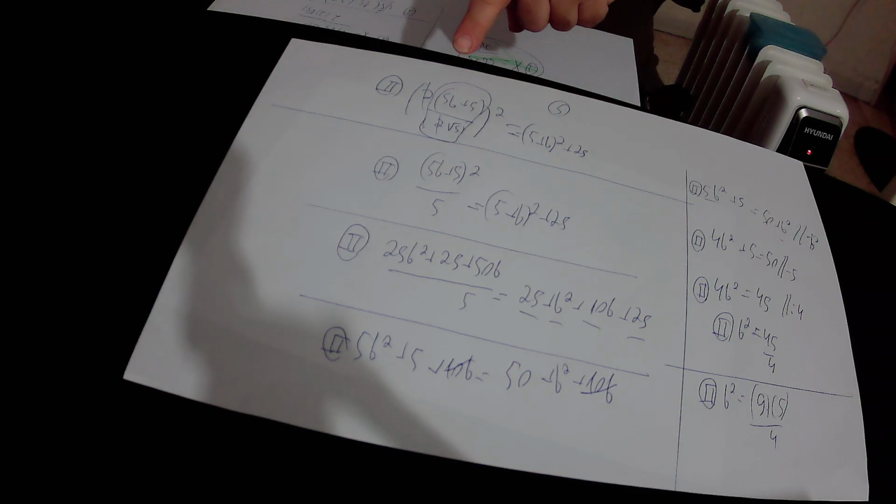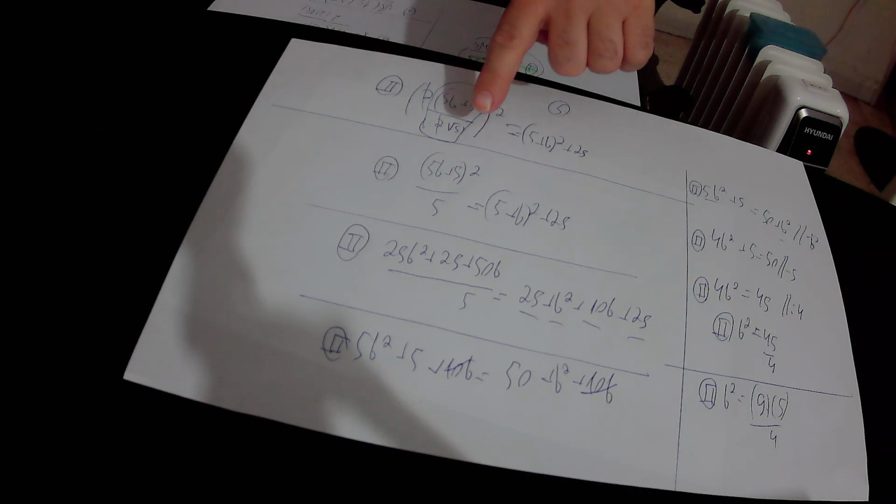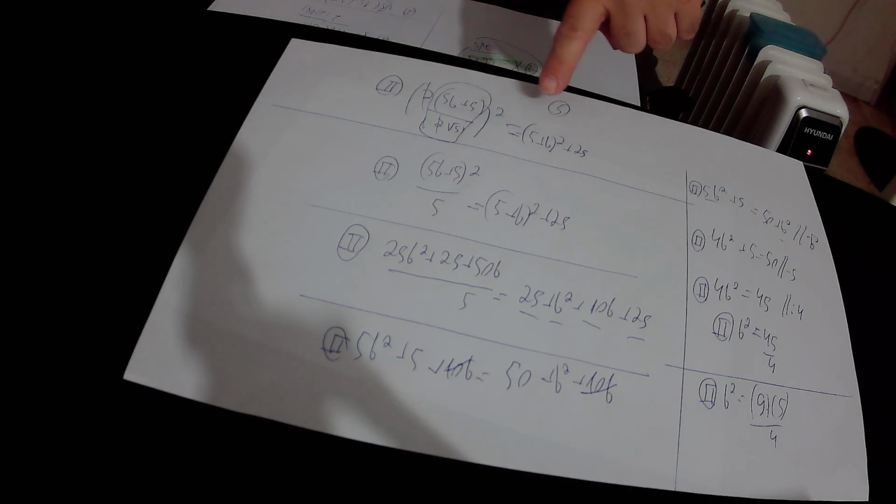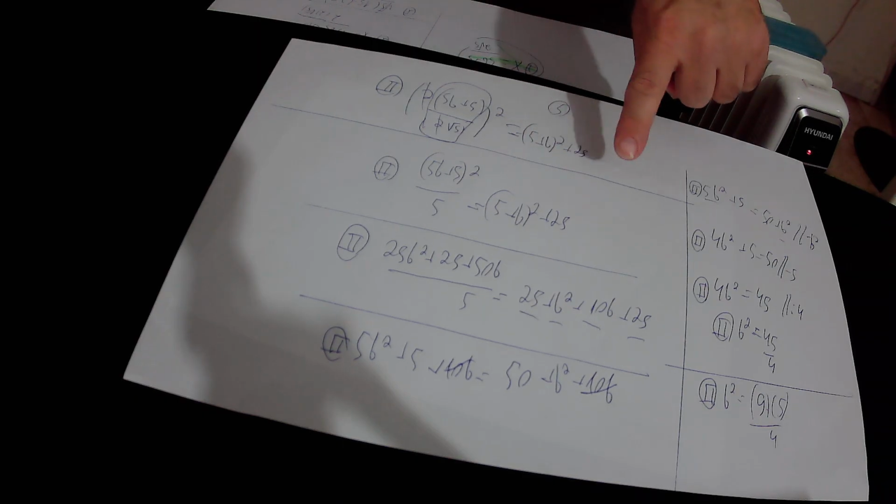We have 2 in the numerator and 2 in the denominator, so 2 will get cancelled. After we cancel 2 on this side of the equation, we are left only with 5b plus 5 squared over the square root of 5 squared. The square root of 5 squared is 5. So this expression in total equals 5b plus 5 squared over 5, and it equals 5 plus b squared plus 25.